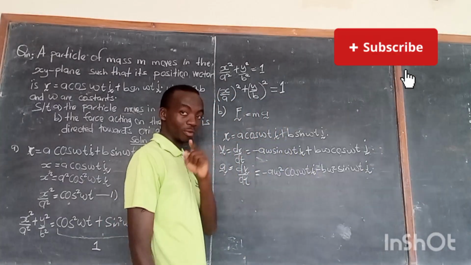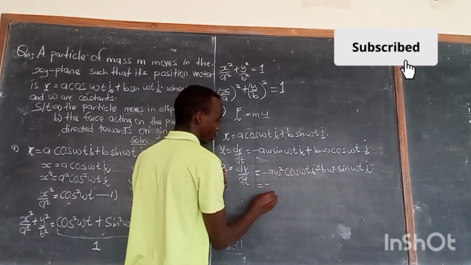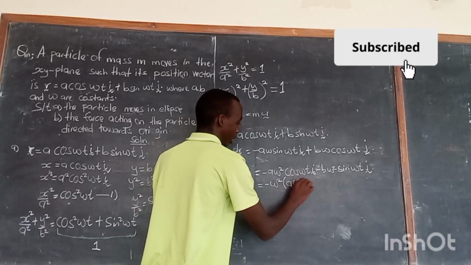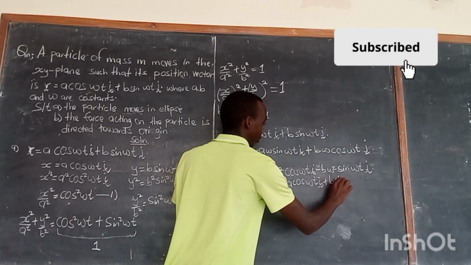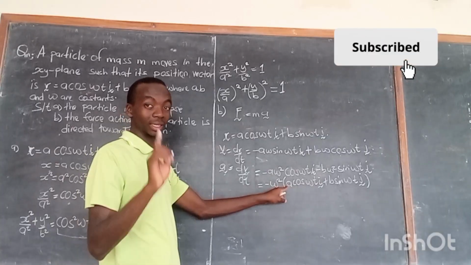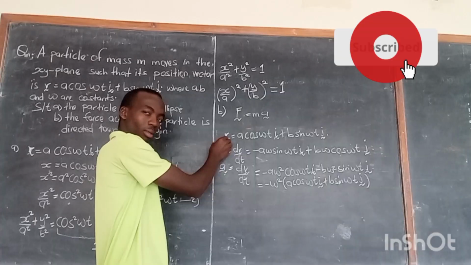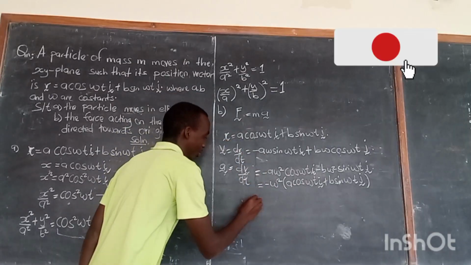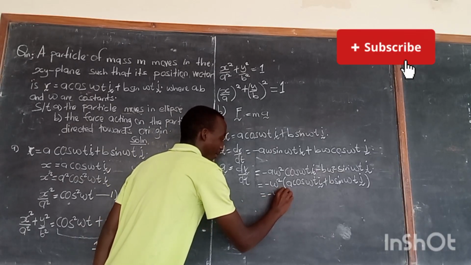We can pull out the common factor from this point. So pulling out the common factor, we can see negative is common. We can also see omega squared is common. So it will be minus omega squared into a cos omega t i plus b sin omega t j. But we can clearly see that what is in brackets here is the same as this position here. I don't know whether you can see that. So now we can replace this. So it will be equal to minus omega squared r.